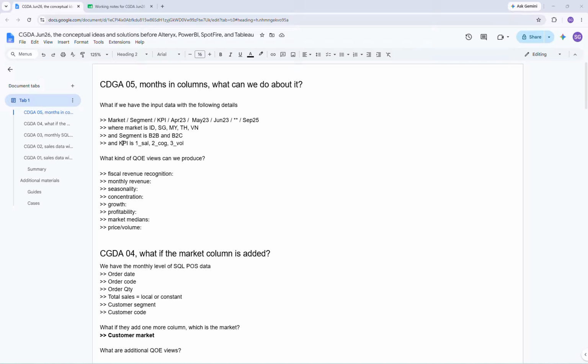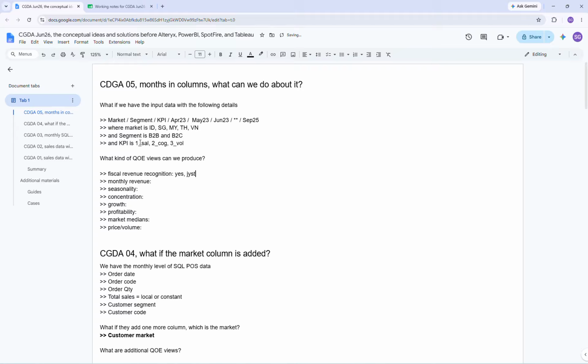Okay, so in the other examples, you can use the columns to determine the QOE views, but in this case, the other way around, you need to look into the values or the literals of the columns in order to answer the question. Okay, so let us do one by one in here. Fiscal revenue recognition, can we do that? And then the answer is yes, because we have the number one in here already, which is the sale. So this one, the straightforward answer would be yes.